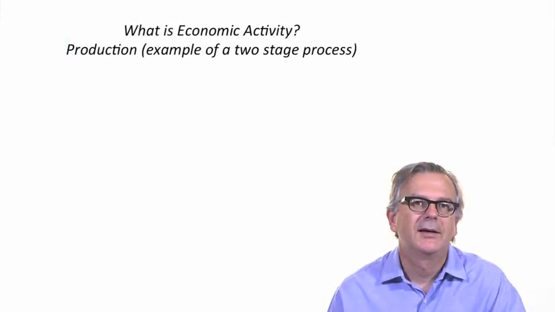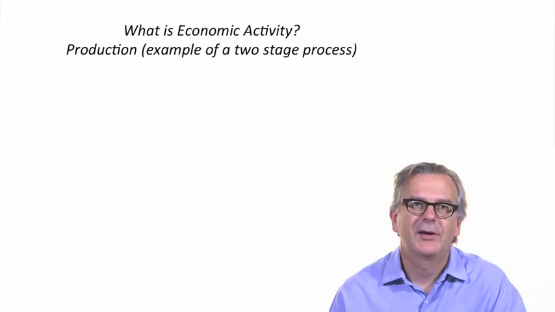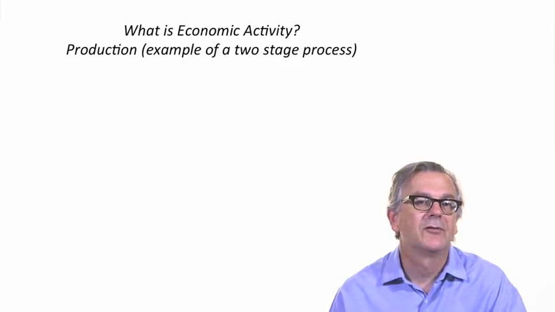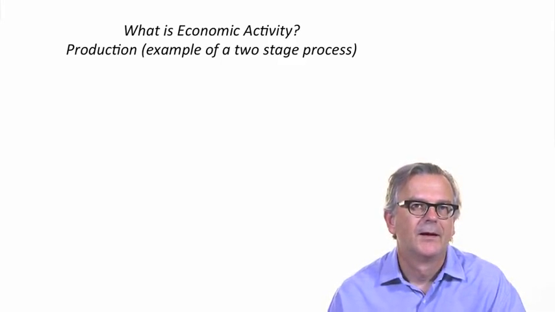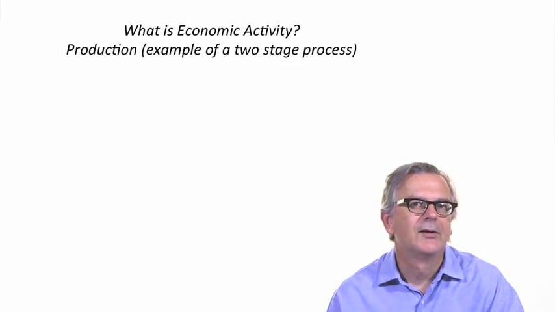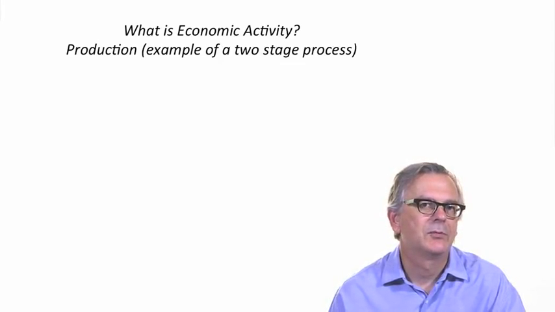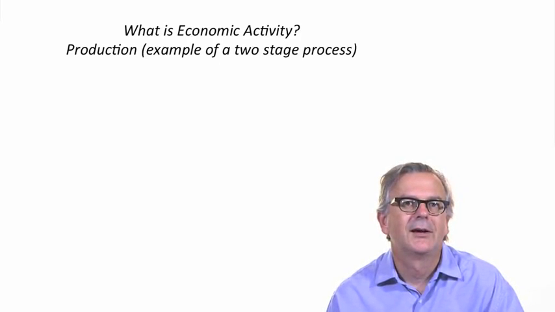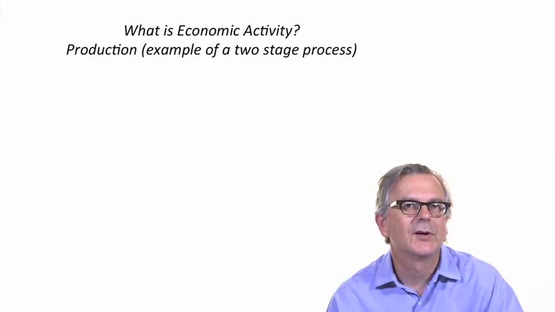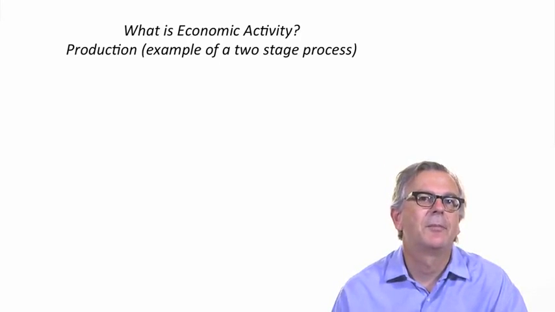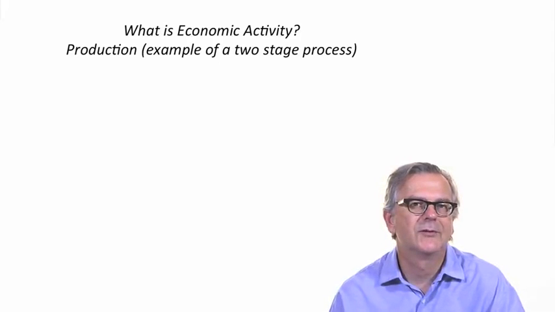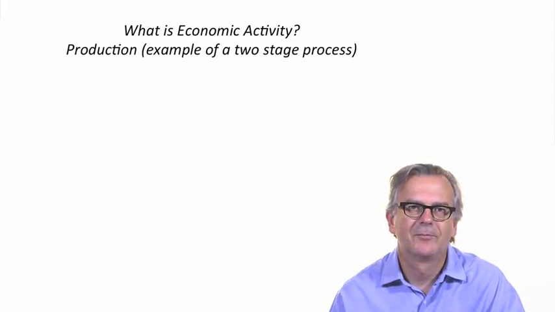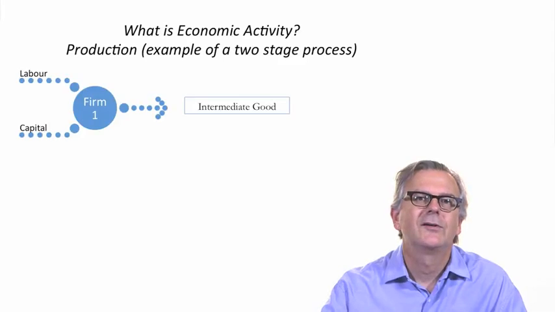I want to begin by considering how we might measure economic activity in terms of a flow of production. Now, in a modern industrialised economy, production of a final commodity is often the result of a multi-stage process. To illustrate this, I'm going to take a production process with 2 stages, though in reality there might be many, many more. But this will serve to illustrate an important point.